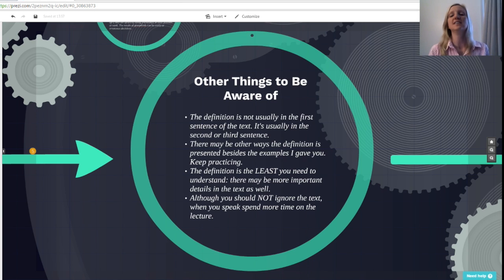The definition is the least you need to understand from the reading. There may be other important details in the text as well, but please be aware these usually come after the definition, not before it. The first sentence is usually an introduction. It's not usually that important. Although you should not ignore the text, when you speak, you should spend more time on the lecture. I usually recommend about 10 to 15 seconds on the text and then the rest on the lecture. So your talking should be a lot more lecture heavy.